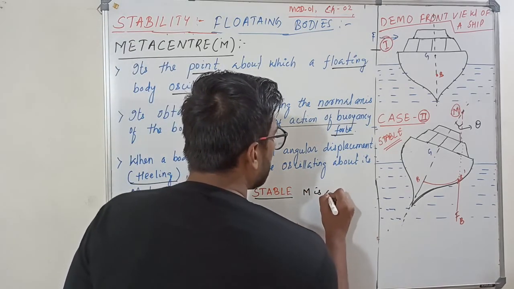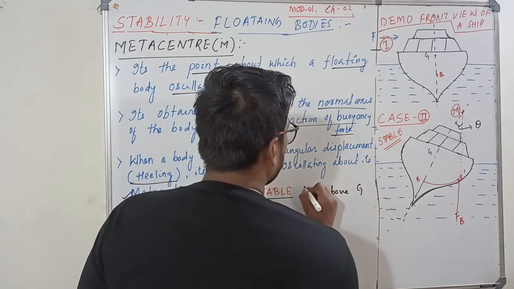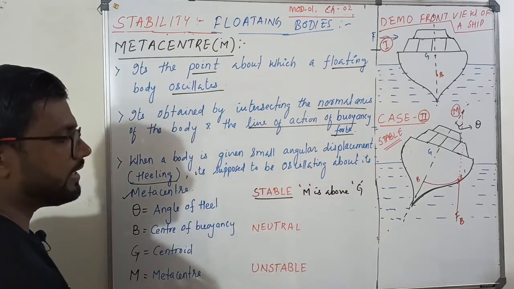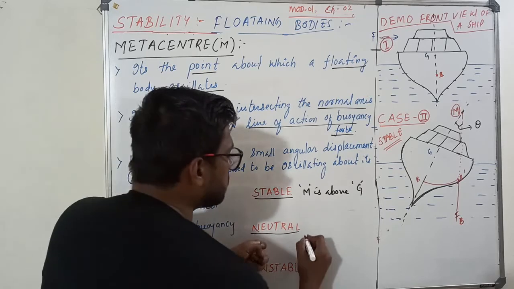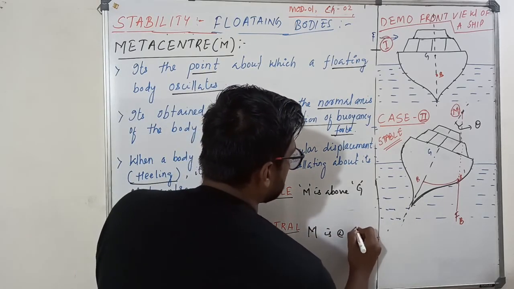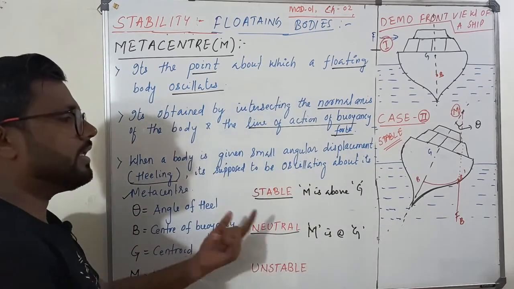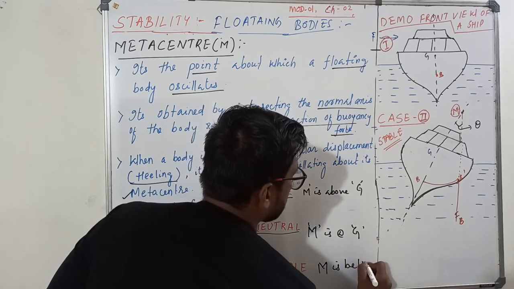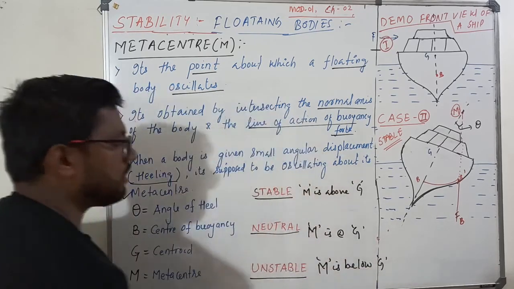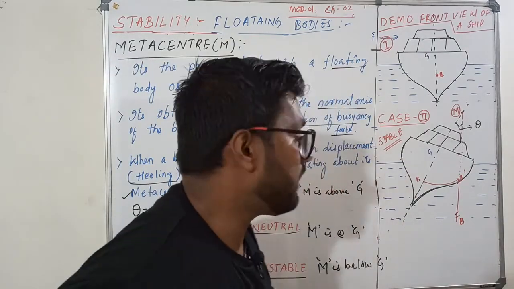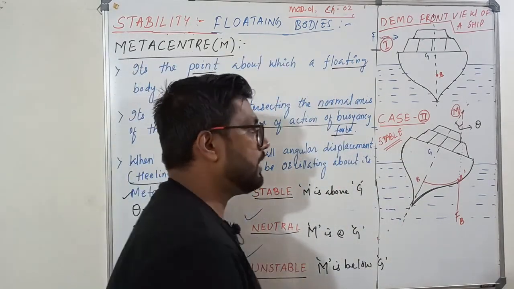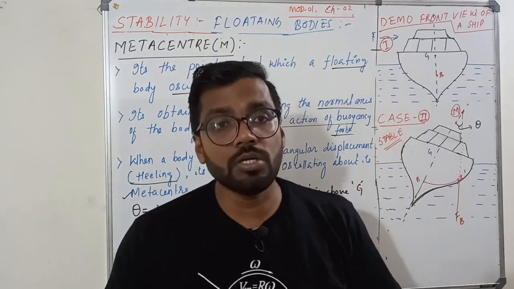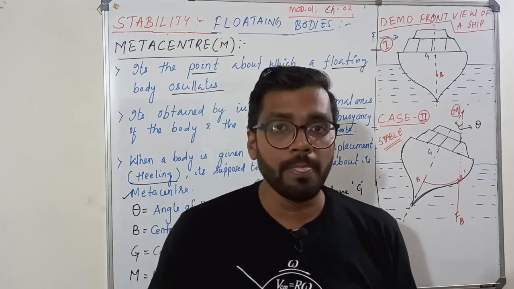A floating body is rotationally stable when M is above G. When M is at G, it is neutral. When M is below G, your metacenter is below the center of gravity, and it is unstable. Very, very important. In your AE, AEE, PSU, other exams, they ask this a lot. Your metacenter is above G, below G, equal to G: when is the stable condition, and when is the unstable condition?